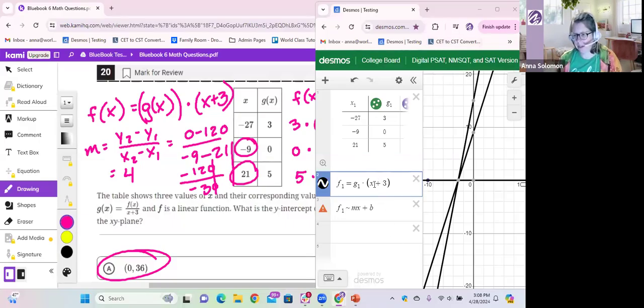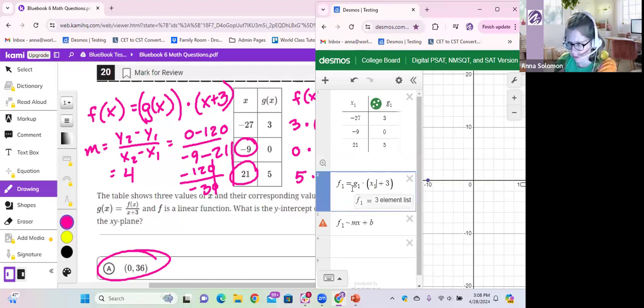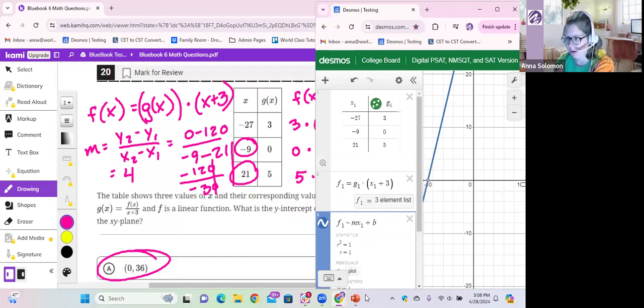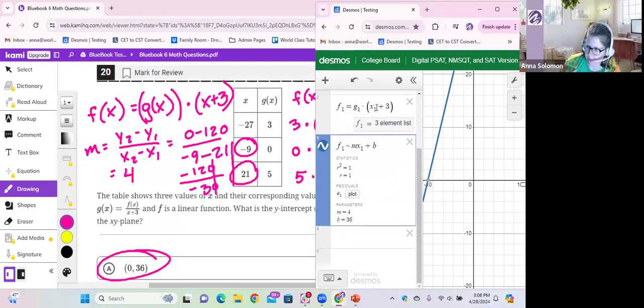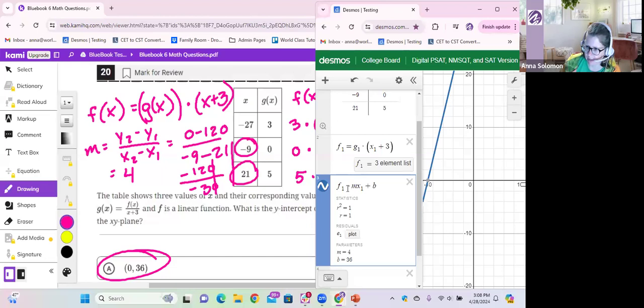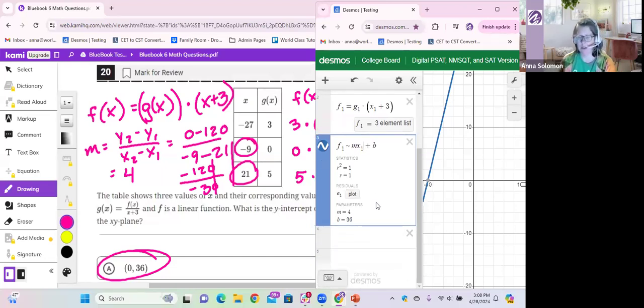This looks weird because I forgot to put my subscript ones. We have to be very specific about what we're doing. We're dealing with F1, G1, X1. Desmos is able to recognize that, and if we don't put the subscripts, it doesn't know what we're doing. Now that I've got my X1s in place, it understands. This is a regression. That tilde means Desmos will do most of the work for me, and it shows me my slope is 4 and my y-intercept is 36.